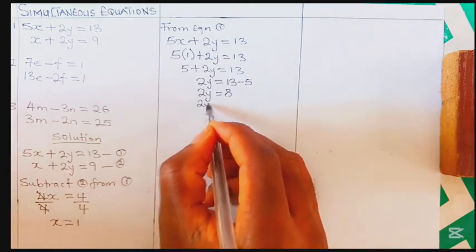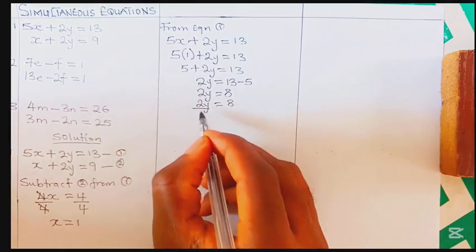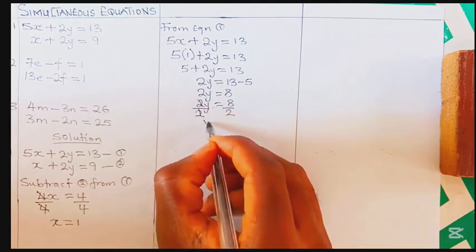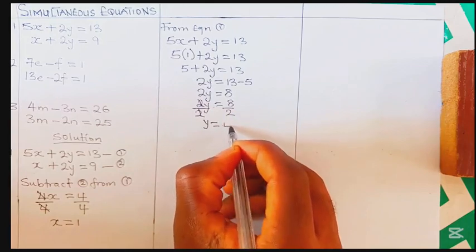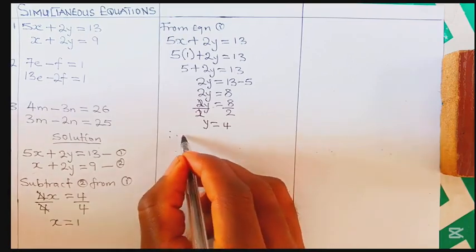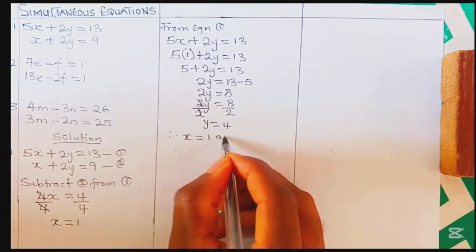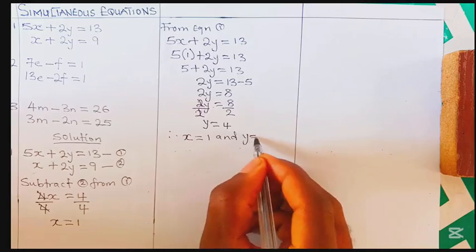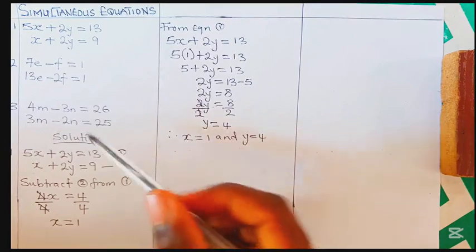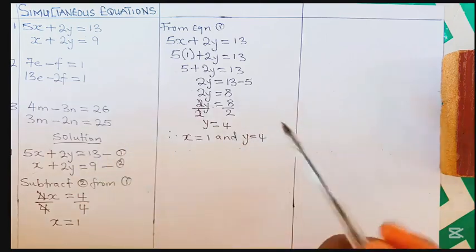Now we divide both sides by the coefficient of y, which is 2. Divide both sides by 2. 2 will cancel 2, our y is equal to 4. Therefore, our x is equal to 1 and y is equal to 4. So if you pick these values and you substitute in the equation, you have these respective answers.